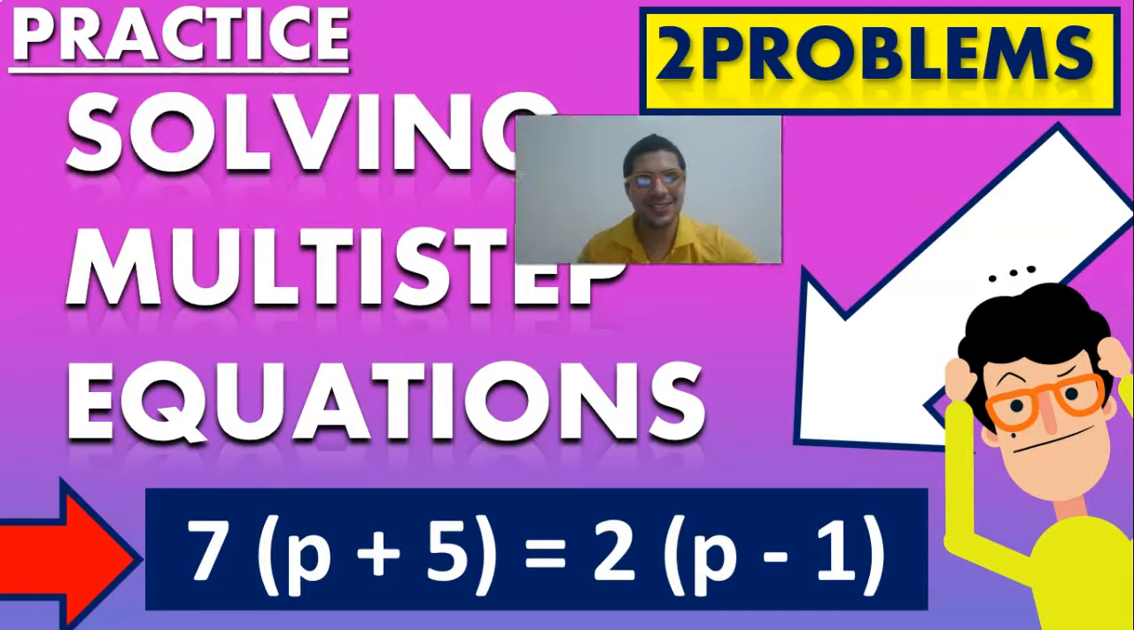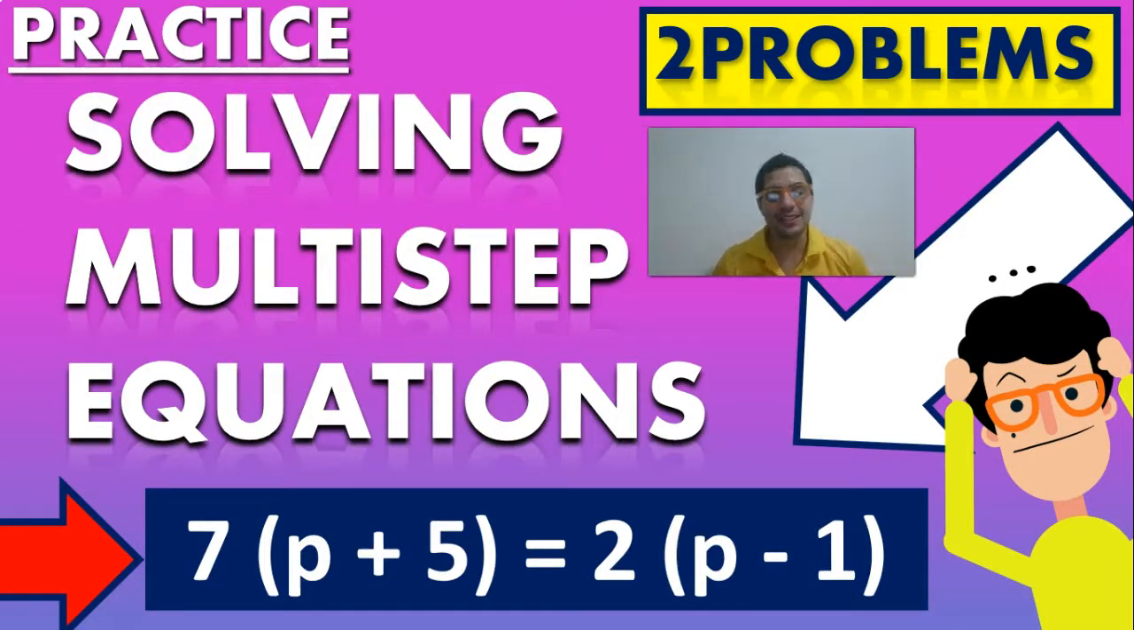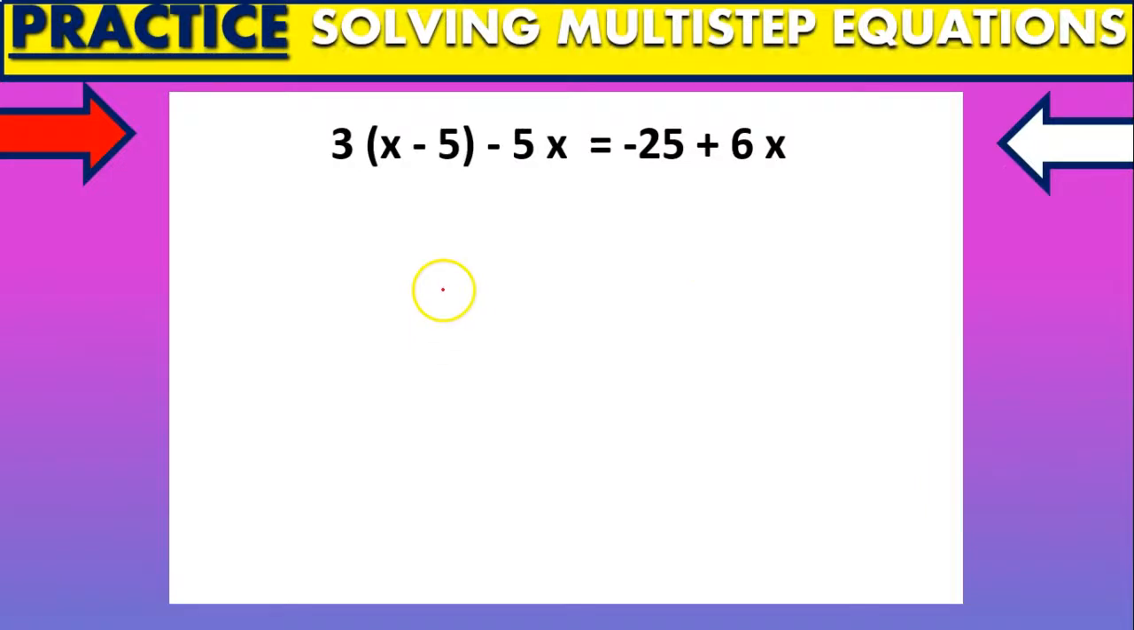Hello guys, so today's video is a very short practice with just two problems of solving multi-step equations. So basically equations where you have the distributive property and then you have to rearrange the terms in order to solve like terms, and that's pretty much it. So let's begin. Usually whenever we have multi-step equations, we have the distributive property like we have here.